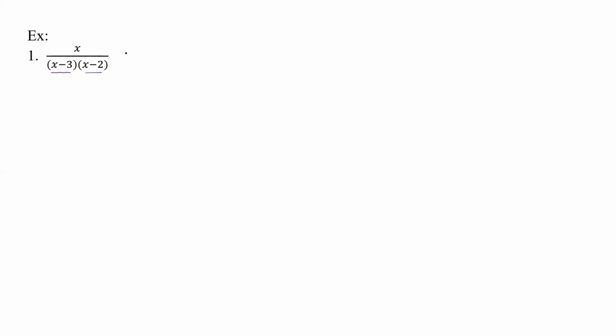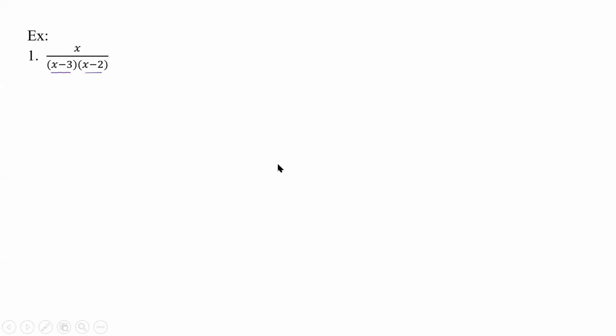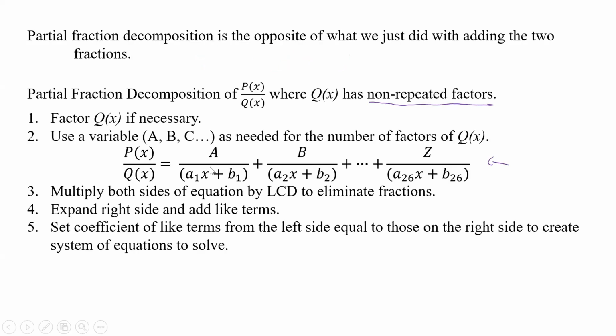Now what we're going to do is put a over the x minus 3, and then b on top of x minus 2 for the numerator. So we're going to rewrite this as x over x minus 3 times x minus 2, and that's going to be equal to a over the first one, x minus 3, plus b over the second one, x minus 2. That's our first step.